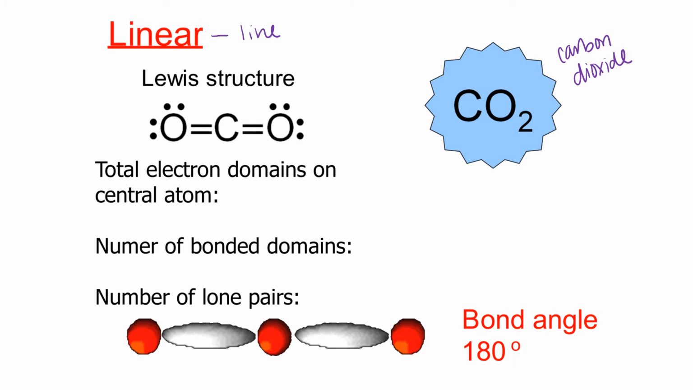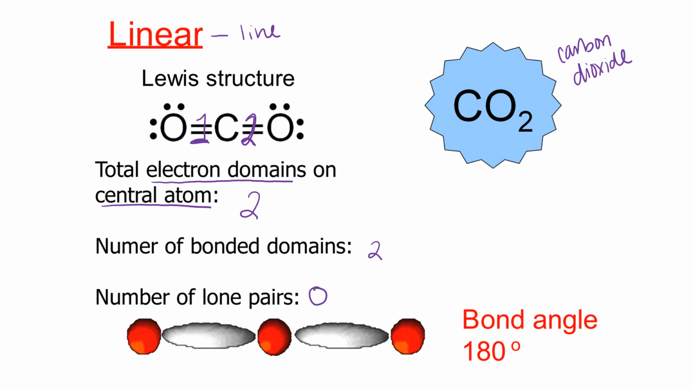If we look at the Lewis structure, we're looking for the total number of electron domains. Remember, electron domains are simply the area we're likely to find an electron, and double and triple bonds still count as a single domain. So in this image, we have one domain coming from this double bond and a second domain. And remember, those electron domains are always referring to the domains on the central atom. So the total number of electron domains on the central atom in a linear molecule is going to be 2, and of those domains, 2 are bonded and none are lone pairs.